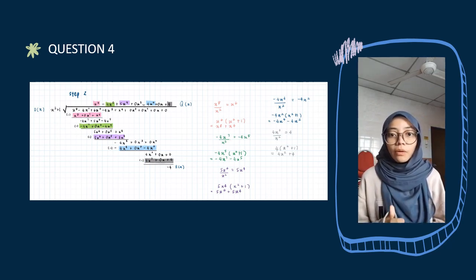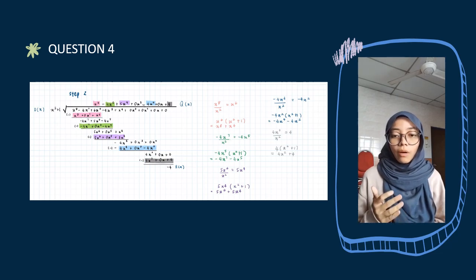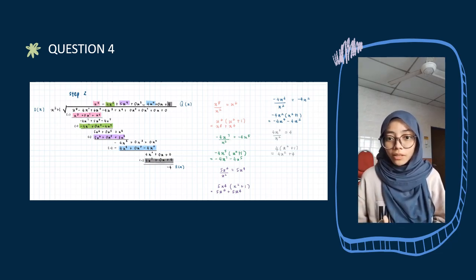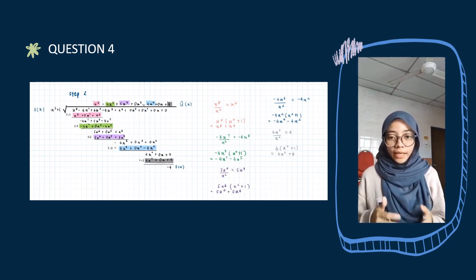We subtract x to the power of 8 minus 4x to the power of 7 plus 6x to the power of 6 with x to the power of 8 plus 0x to the power of 7 plus x to the power of 6. So we get negative 4x to the power of 7 plus 5x to the power of 6, and bring down the negative 4x to the power of 5. Follow the process until you get the remainder, which is negative 4.